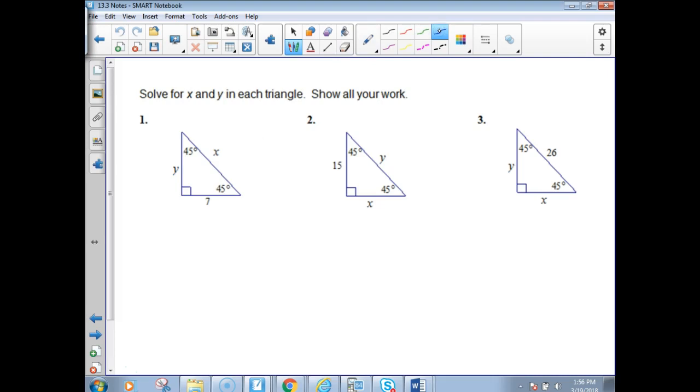So just quickly, you don't have to write this down. It's not on your paper. If this was 7, this would be 7, and this would be 7 times the square root of 2. That's how you use the pattern. If this is 15, this would be 15, and this would be 15 times the square root of 2.